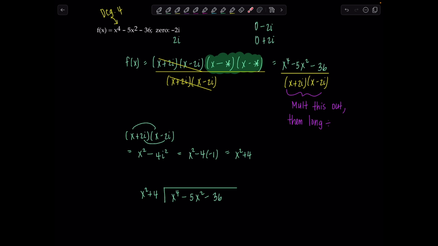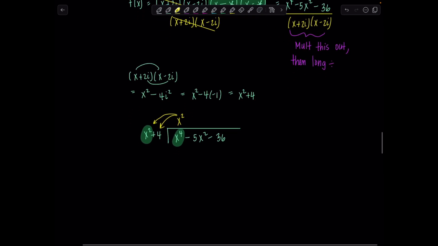Okay, so when you're doing long division, just look at the leading terms. What do we multiply x squared by to make it x to the 4th? Another x squared, right? And then you take that x squared and distribute it out here. So that'll be x to the 4th plus 4x squared. When you distribute, you write the result underneath, and then you subtract that from the row up above. This entry on the far left should cancel out.